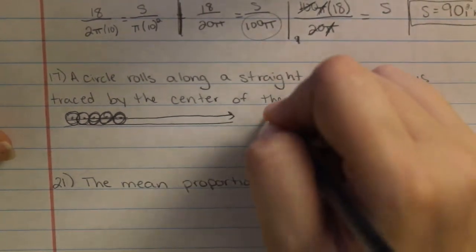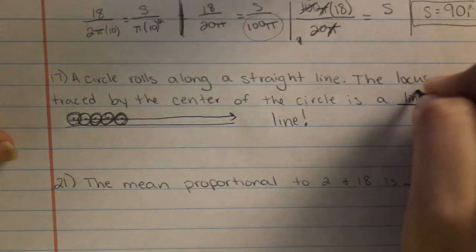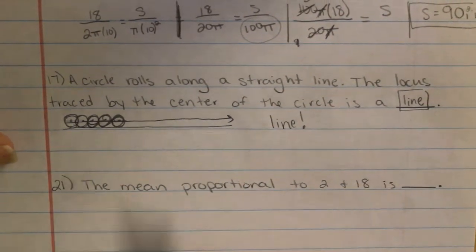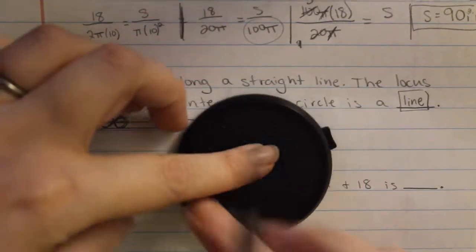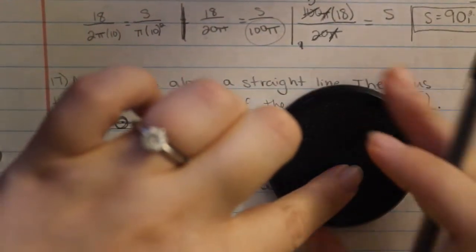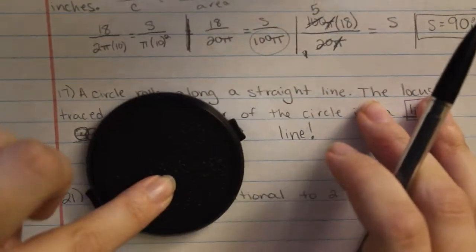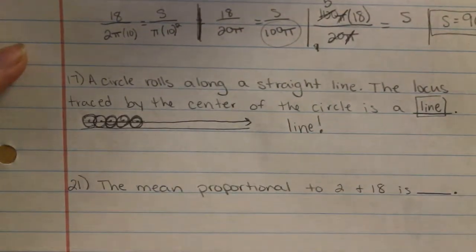It is a line. So the locus of points is a line because my center, the circle is rolling. So if I were to take this and I were to roll it perfectly, you would notice the center is not going to move up or down. So if it's going forward being rolled, it's going to form a line.